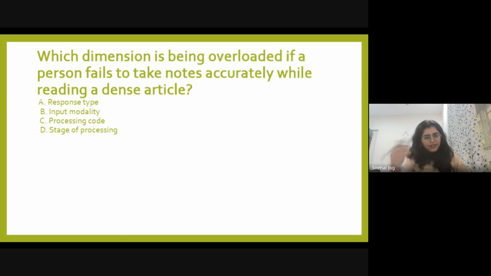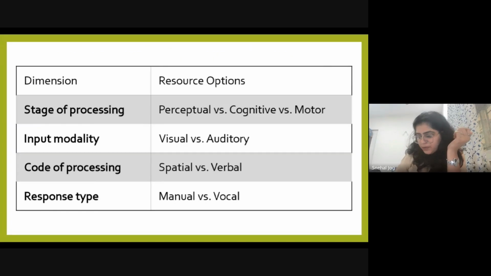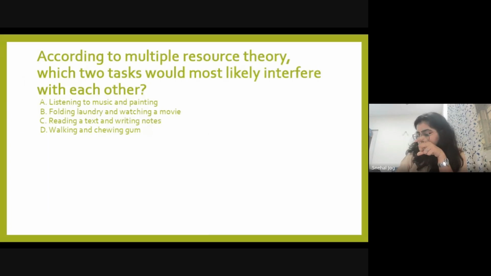Another MCQ, which dimension is being overloaded if a person fails to take notes accurately while reading a dense article. I'll show you the table also. Look at this table. The answer is going to be C, that is processing code.